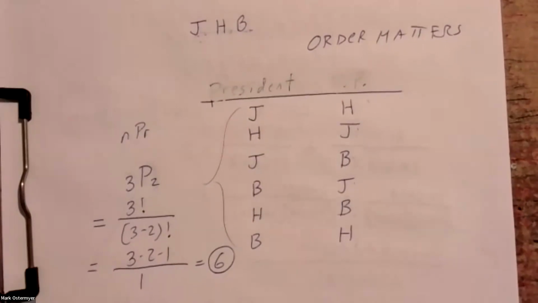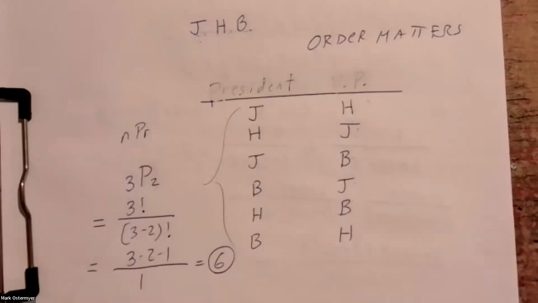I have a question for you. If we're trying to form a tennis team of size 2 from these three people, do you think order matters in how we select these two people? No. Doesn't matter at all. It doesn't matter if we select Jill first and Hector, or Hector first and then Jill. We have the same team, Jill and Hector, or Hector and Jill.